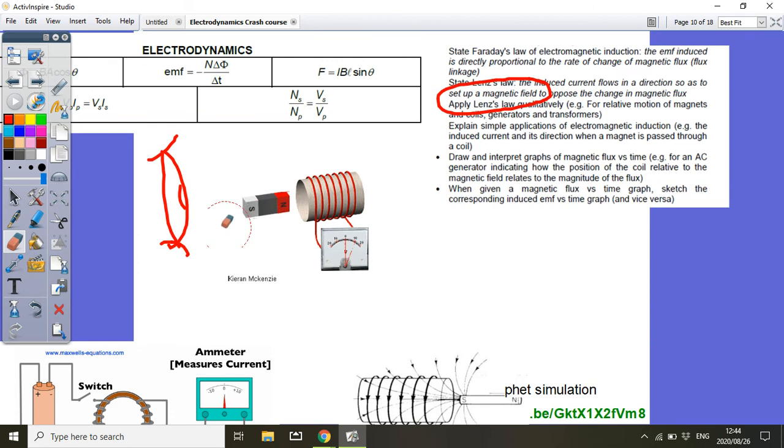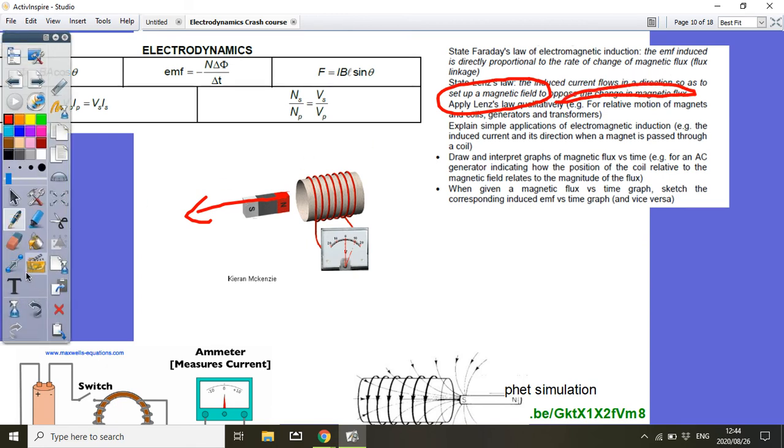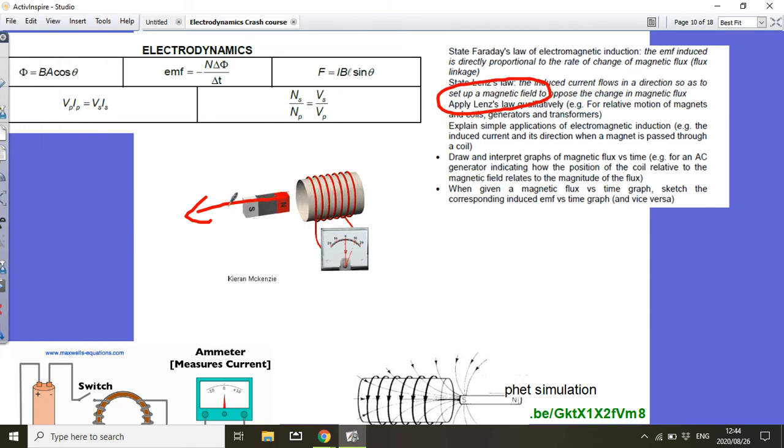So if we take that same magnet and we're now moving it out of the coil, so we're moving it in this direction, I'm moving a north pole away. So again, how can I oppose the change in magnetic flux? To oppose the change in the magnetic flux, I need to pull this magnet back because I am moving it away. So that's what I'm doing. So to oppose that, I need to pull it back.